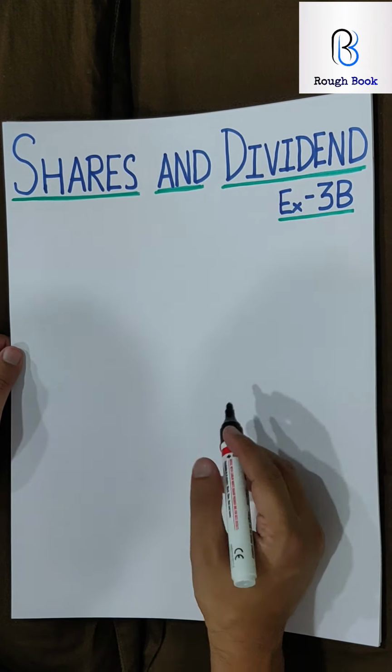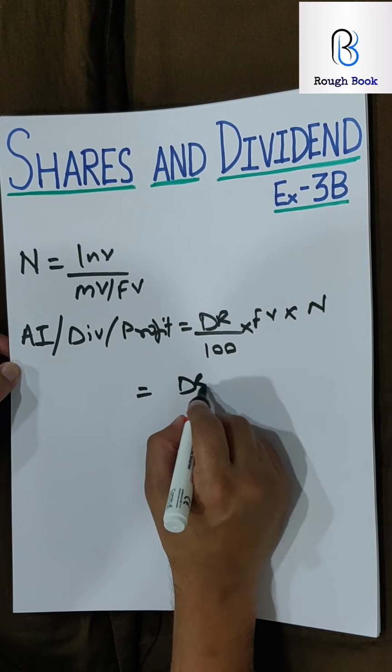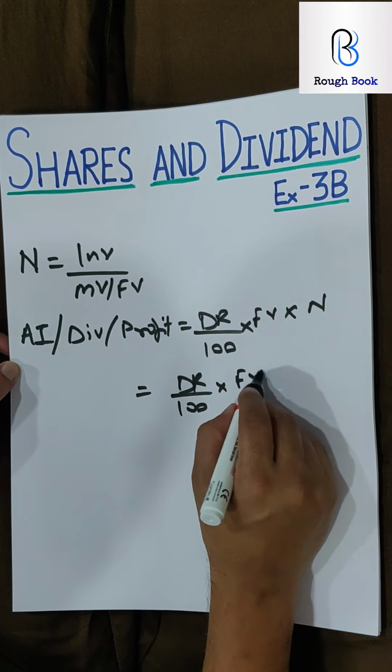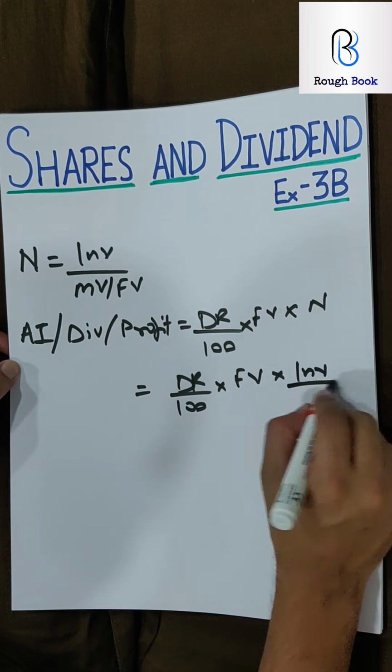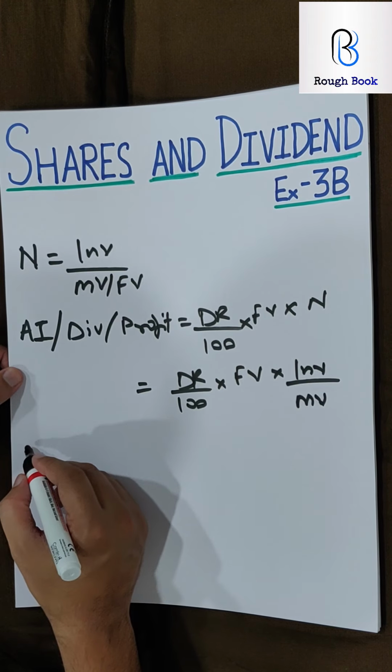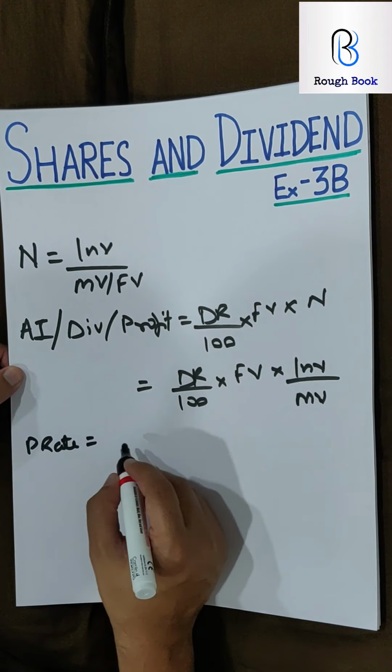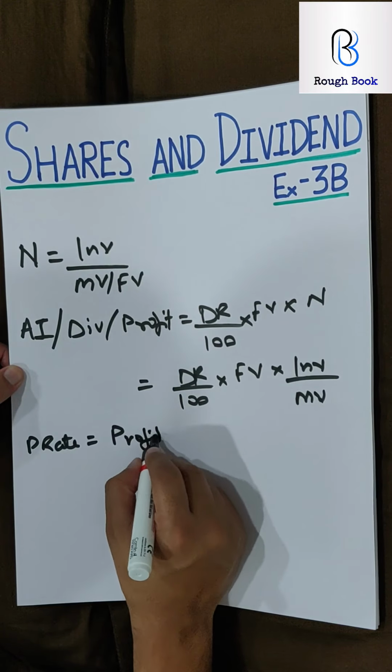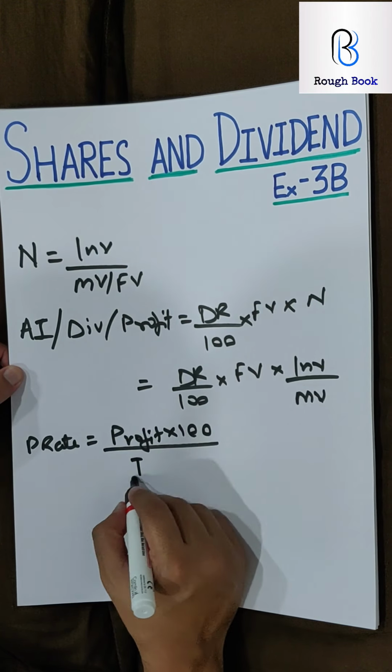So the first formula we understood was number of shares. Anybody remembers? Very good. Investment upon market value or face value, one of the two. Second one was annual income, also called dividend or profit, one and the same. What was the formula? Dividend rate upon 100, face value into number. If number is not given, then the same formula we can use by substituting the formula of number as investment upon market value. The third formula we understood was profit rate or return rate. That was profit into 100 upon investment.